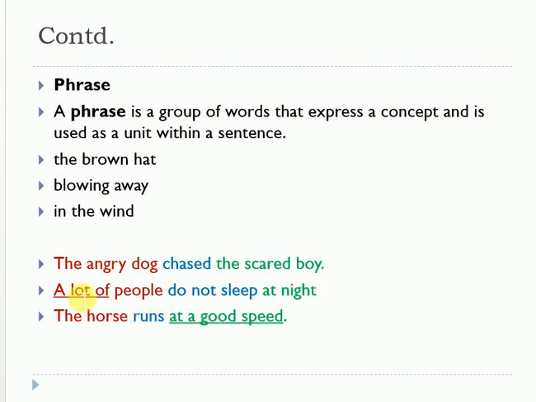The angry dog is a single phrase, which is a noun phrase. Chased is a verb phrase. The scared boy, again a noun phrase. Similarly, you may see this is one phrase: a lot of people do not sleep at night. The horse runs at a good speed also consists of three phrases.